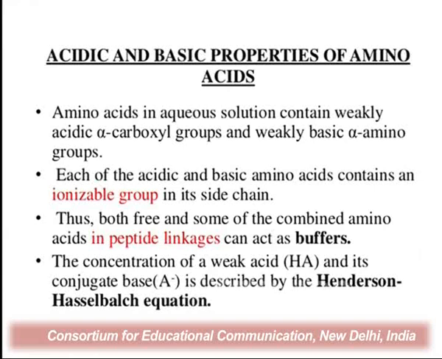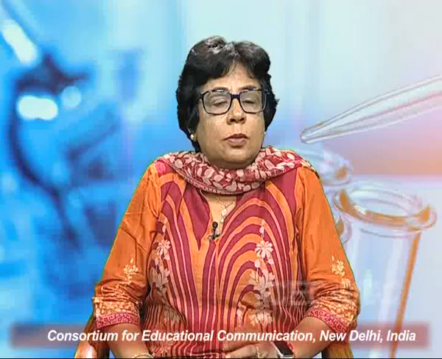So what we find is that along with the COOH group and the amino group, there will be another ionizable group present in the side chain, which will affect the properties of the amino acid. So if another COOH group is present in the side chain, as in aspartic acid and glutamic acid, then the amino acid will be acidic in nature. And if a basic group is present in the side chain, then that particular amino acid will be basic in nature.